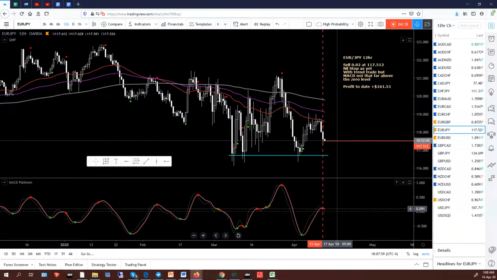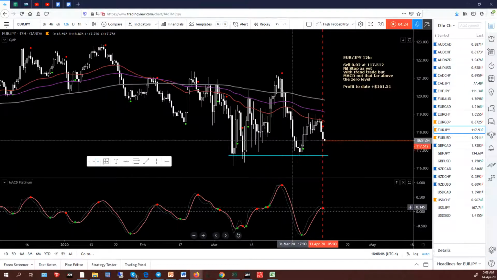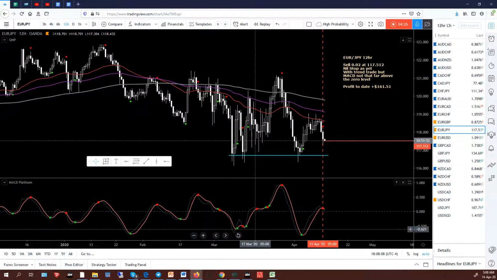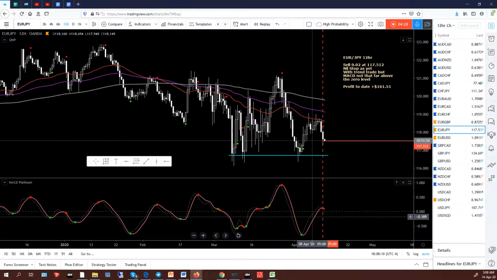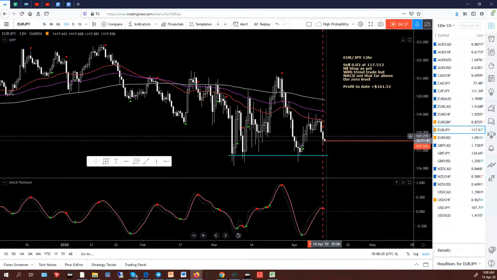I'm not super impressed with how far the MACD Platinum is above the zero level. Remember, with this I'm looking to take sells when it's above the zero level and buys when it's below the zero level. When it's close to the zero level, it just doesn't give me much wiggle room, because I use this for a bit of trade management also. So yeah, it's not a bad setup.